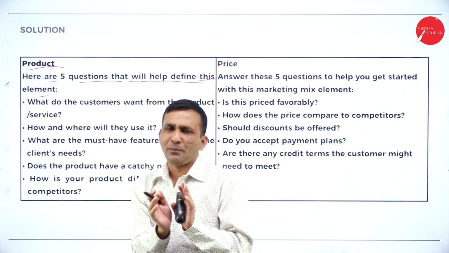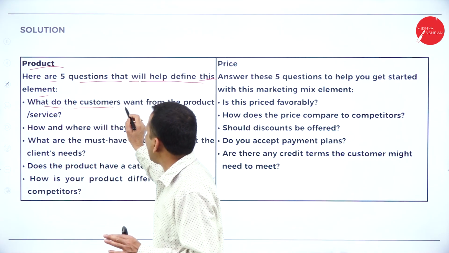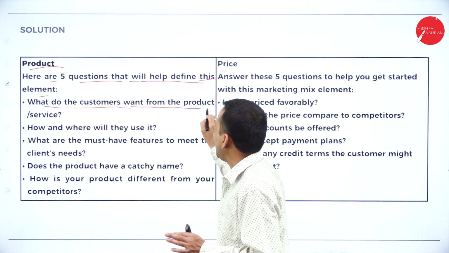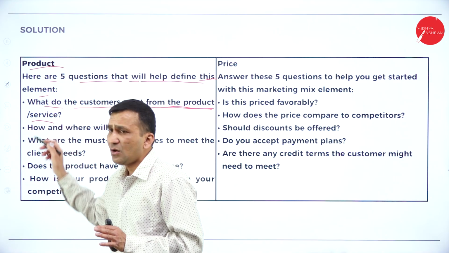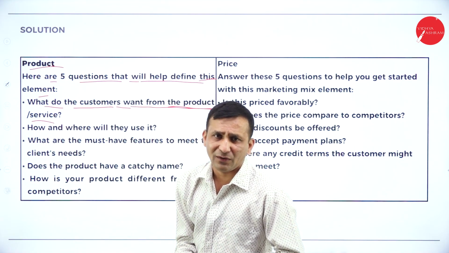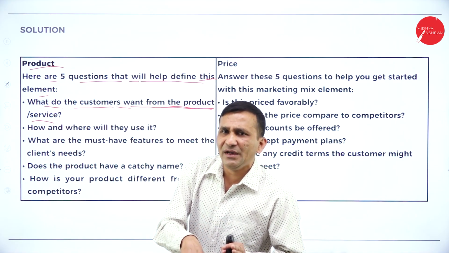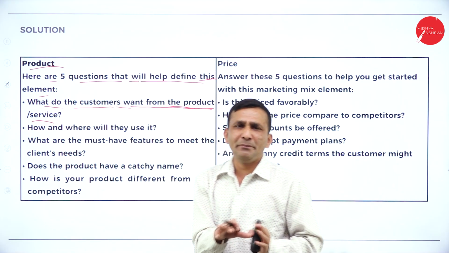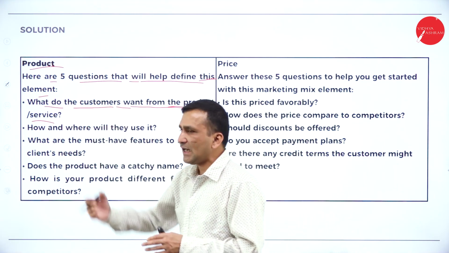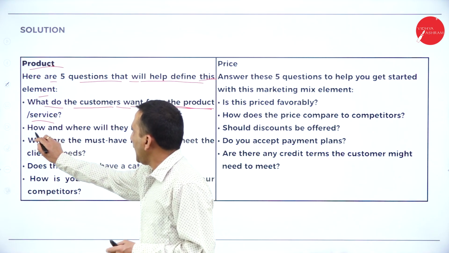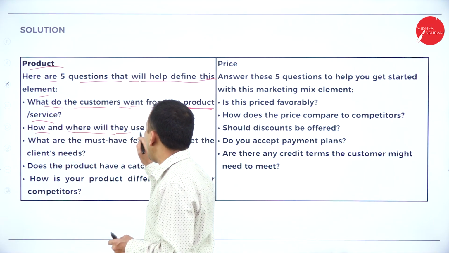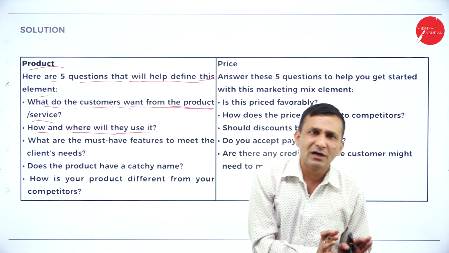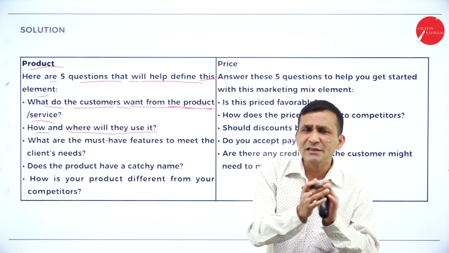Okay, now from the consumer's point of view: what do the consumers or customers want to buy from the product or service? What are they expecting from the product? So based on the benefit, based on the utility, based on the consumption, of course they are expecting. And how and where will they use it? This specific product: where, how, and the usage part.